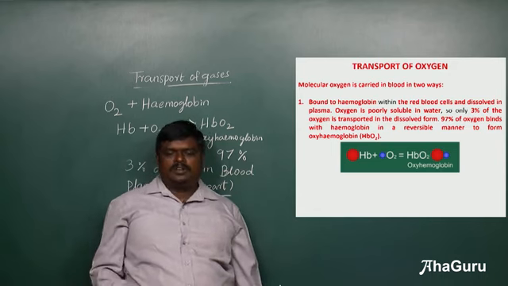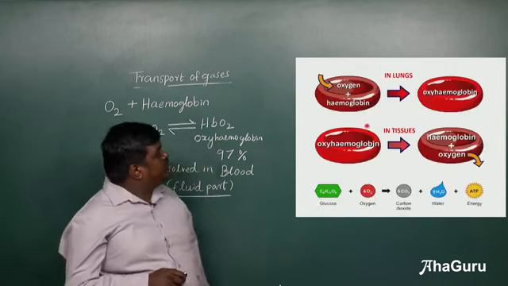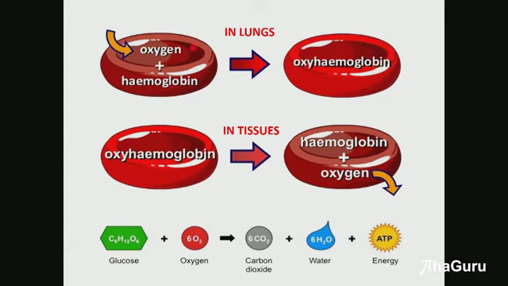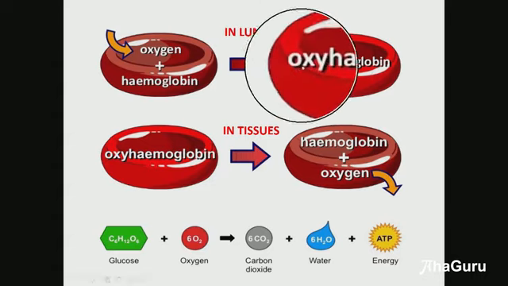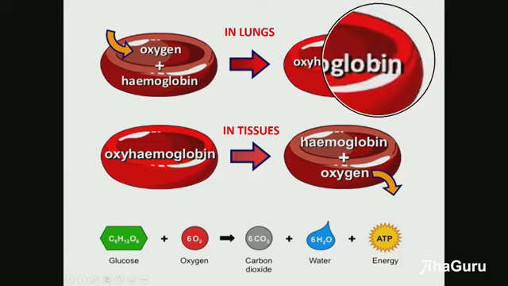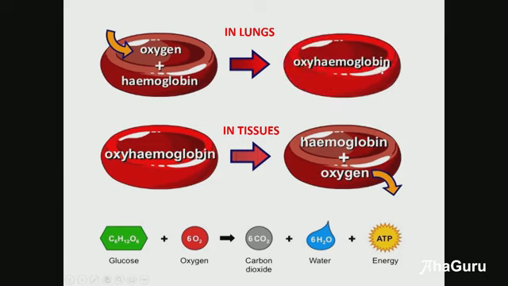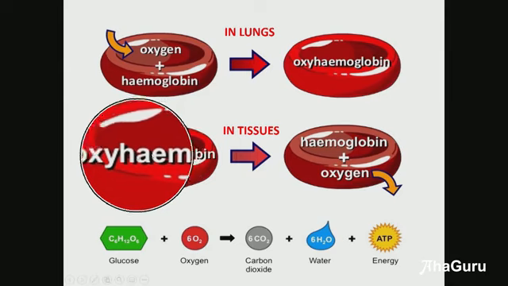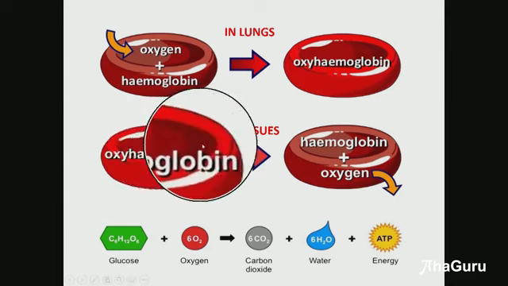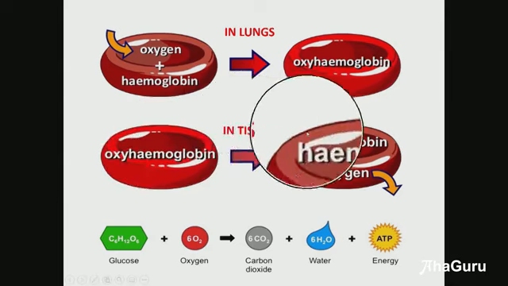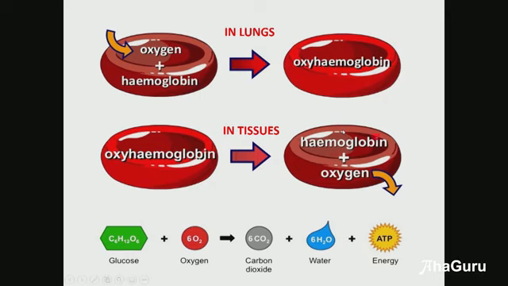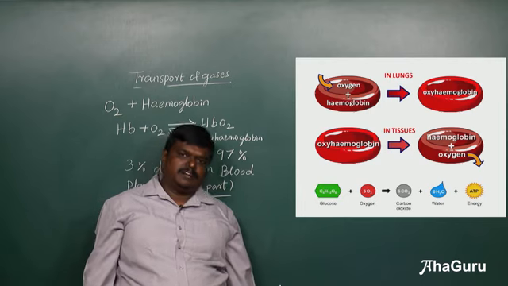HbO2. Next, you can see here how it is transported. Oxygen plus hemoglobin becomes oxyhemoglobin. In this form, it is transported throughout our body within the RBC. In the tissues, what will happen? You can see that the oxyhemoglobin reaches the tissues. In the tissues, the hemoglobin and oxygen are separated.